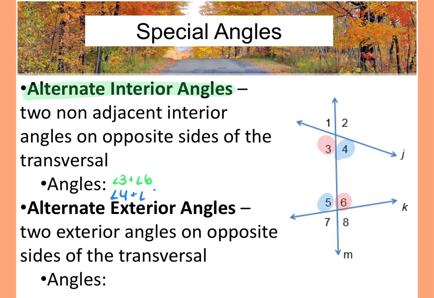They are on opposite sides of the transversal, they are not next to each other, and they are in between the lines. If you're listing them, it's not a plus, it's just an and.